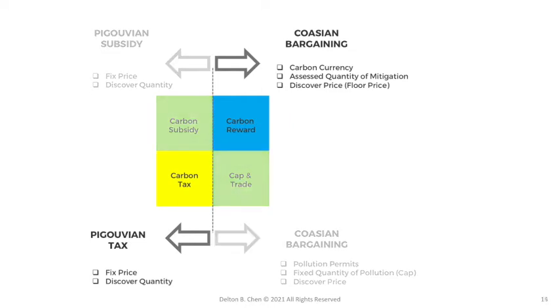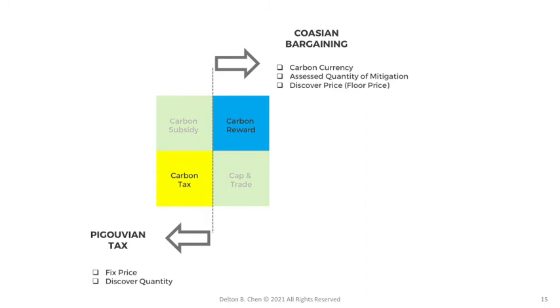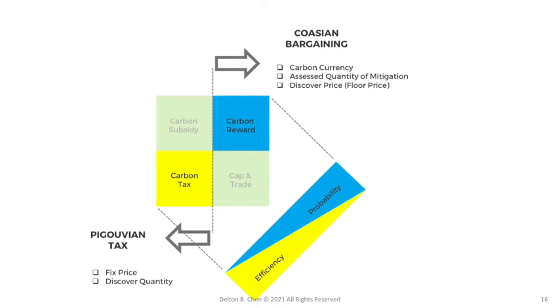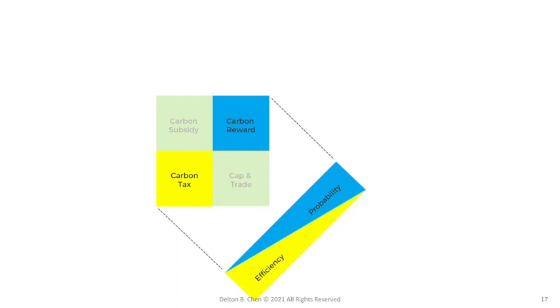Let's now look more closely at the carbon tax and the new policy called a carbon reward. What's special about the carbon pricing matrix is that it includes a hypothesis that the carbon tax is ideally suited to the task of managing the efficiency of markets, whereas the carbon reward is ideally suited to the task of managing the probability of avoiding unwanted climate change. It's this duality of objectives and the way it's associated with these two policies that differentiates the carbon pricing matrix from the standard theory on market pricing.